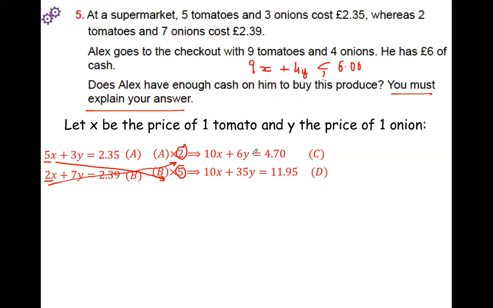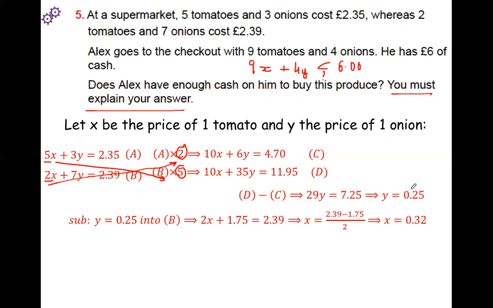10x plus 6y is 470. Again, times everything by 2 and times everything by 5. And now we're going to just do d minus c, which is 29y equals 725, and 725 divided by 29. So this would be a question with a calculator. Y equals 0.25. So 25 pence for 1 tomato, whatever. And then you sub that into b. So 2 times x plus 7 times 0.25, which is £1.75, equals 2.39.